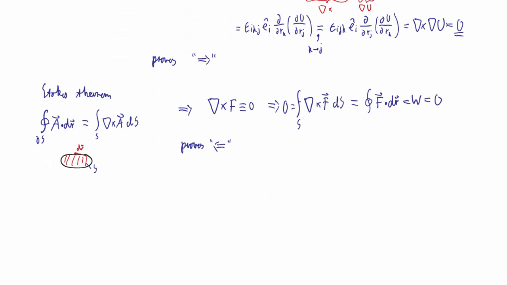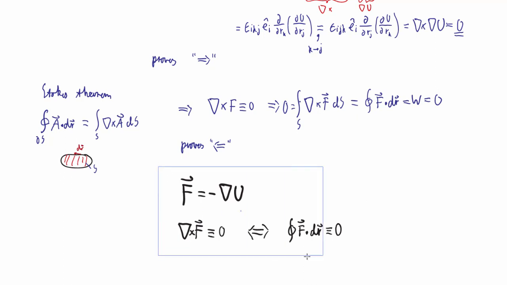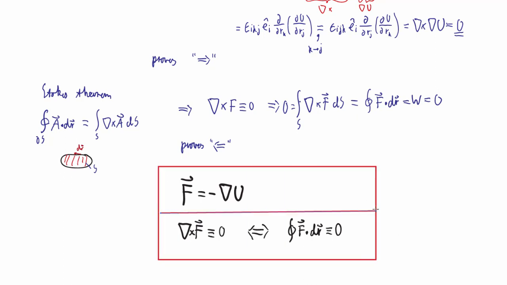So to summarize, the two important things that we've said in this video are that the force equals minus the gradient of u, and that the curl of the force being equal to 0 everywhere is equivalent to the second condition of a force being conservative.